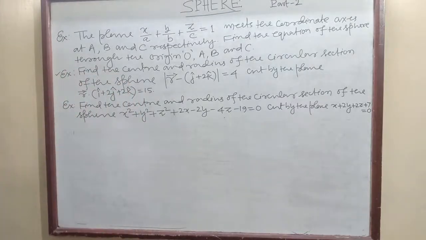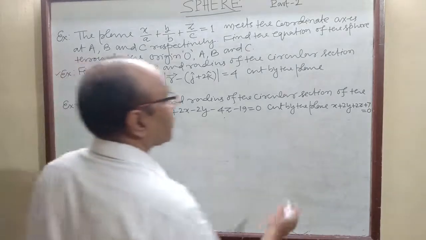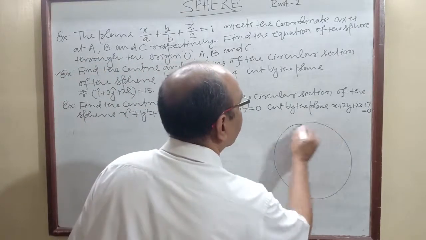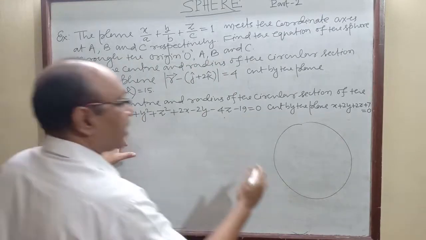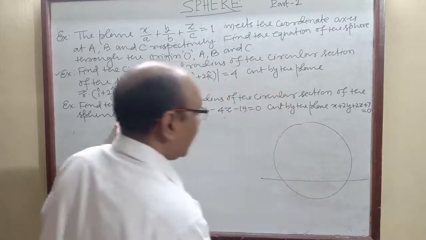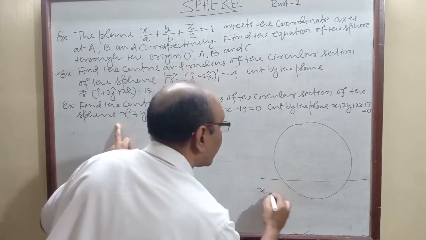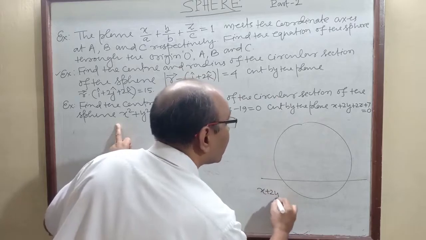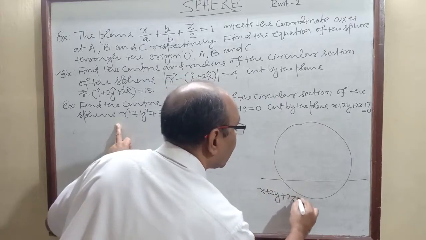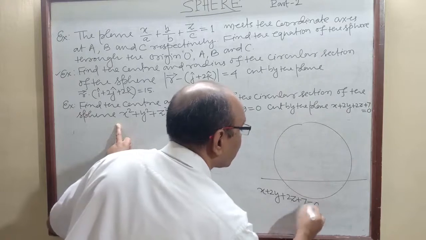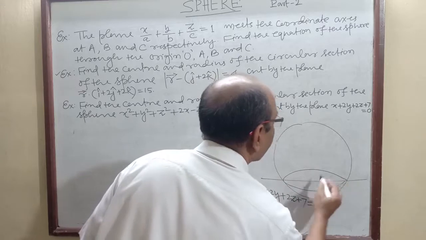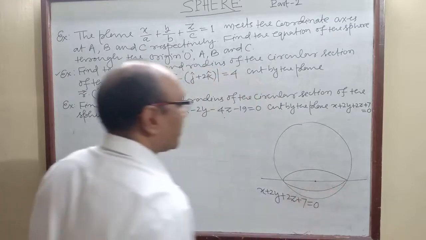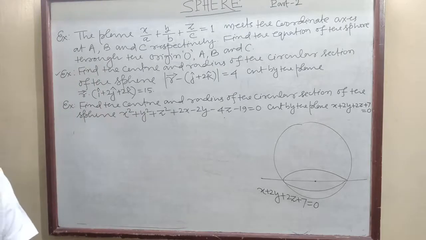Come to this question. Find the center and radius of the circular section of the sphere. There is a sphere whose equation is given here. It is cut by a plane, and the equation of this plane is given: x + 2y + 2z + 7 = 0. The question is, find the center and radius of this circular section. I think the question is clear to you.